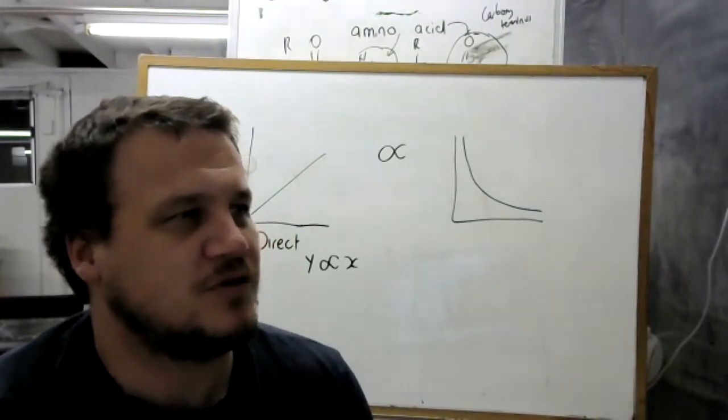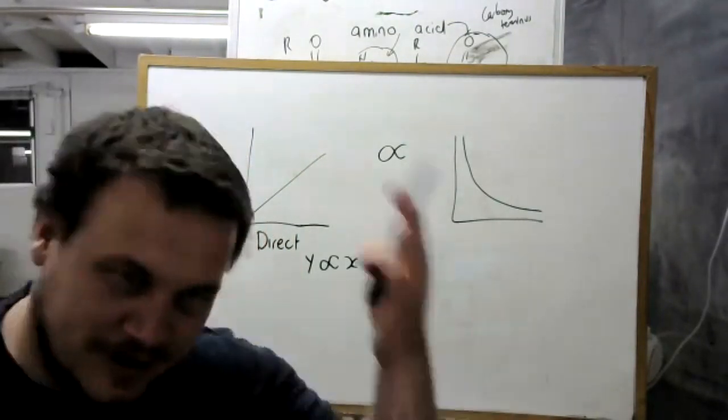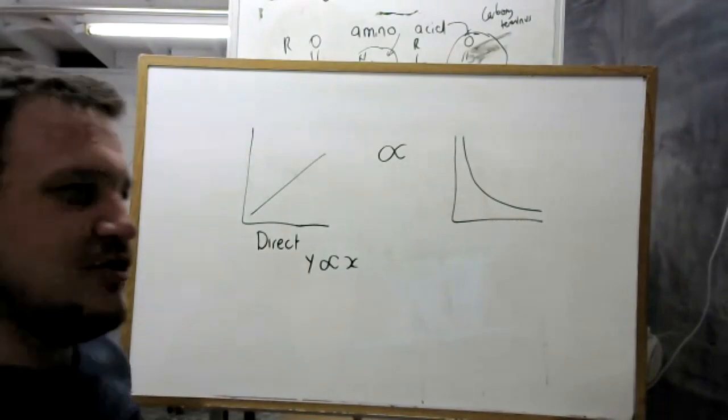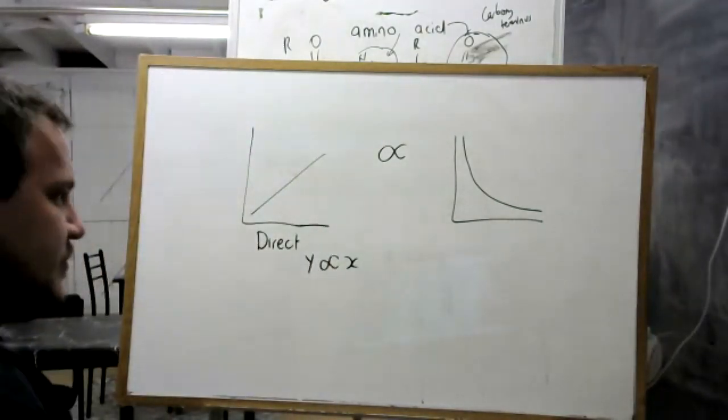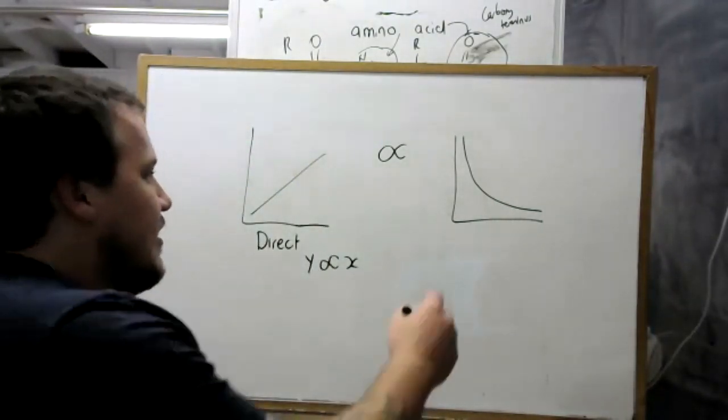Examples of inverse proportions. So more workers, exactly like you said, more workers reduces the time to dig the hole. So this is an inverse.